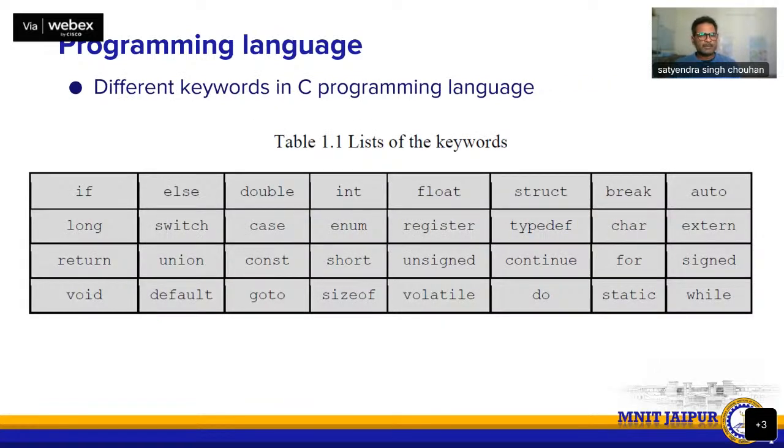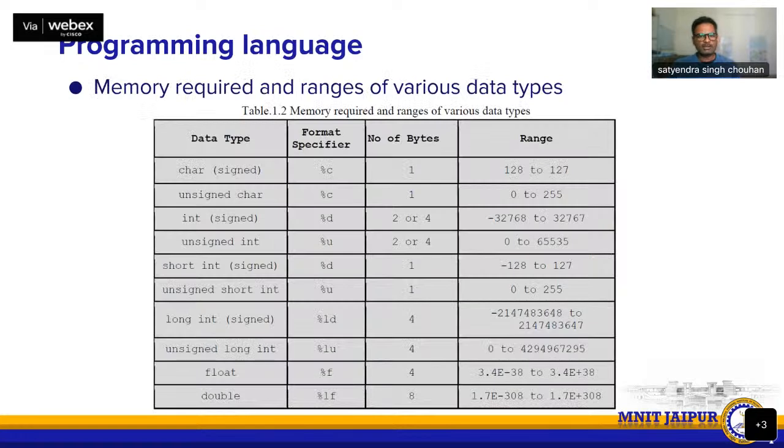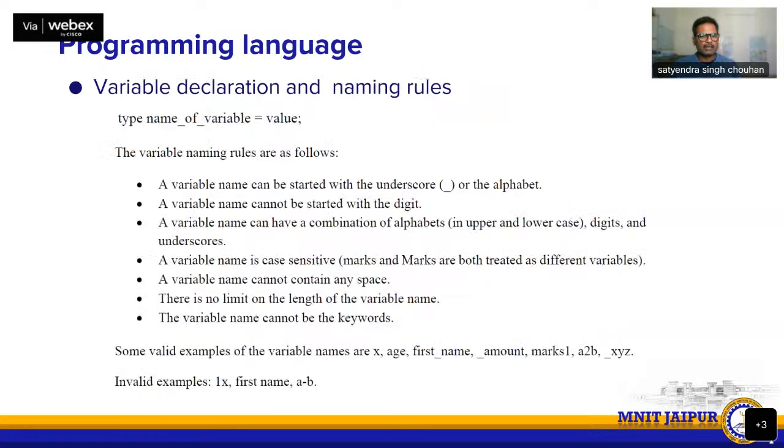And towards the end of the chapter, because throughout the book we are going to use C programming as a programming tool, this gives the idea of what are the keywords that are there in this C programming chapter, and in the computer, what memory sizes these different data types of the C programming language take.